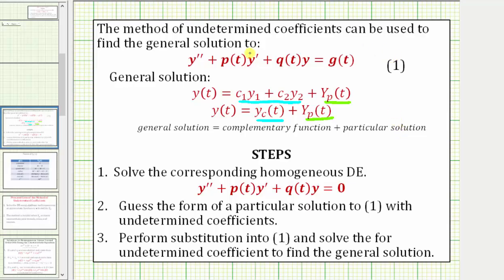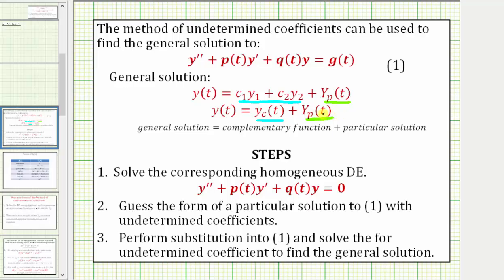To use the method of undetermined coefficients, the first step is to solve the corresponding homogeneous differential equation by setting g of t equal to 0. The solution to this homogeneous differential equation gives us the complementary function for the general solution of the original non-homogeneous differential equation. And then step 2, we guess a form of a particular solution with undetermined coefficients, which will be big Y sub p of t.